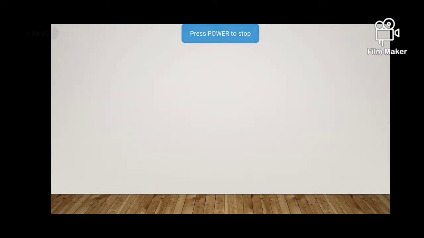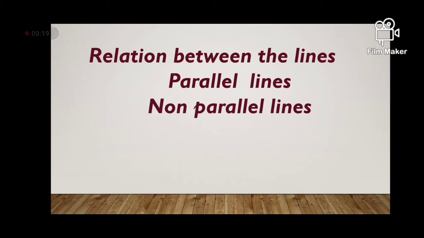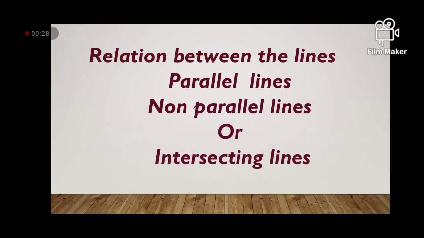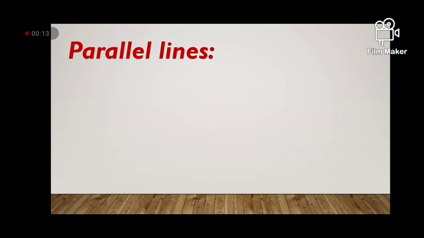After discussing the different types of line, we will discuss the relation between the lines. This relation makes the different types of lines, like parallel lines, non-parallel lines, and non-parallel lines are also called intersecting lines. With respect to the relation between the lines, we will discuss the types of the line in this class. The first one is parallel line.